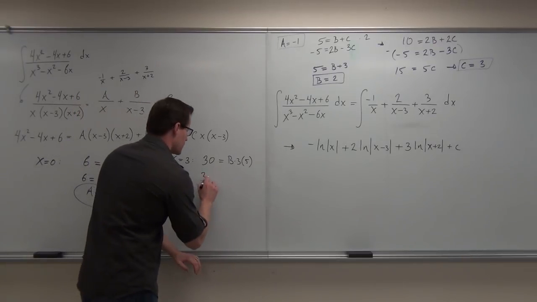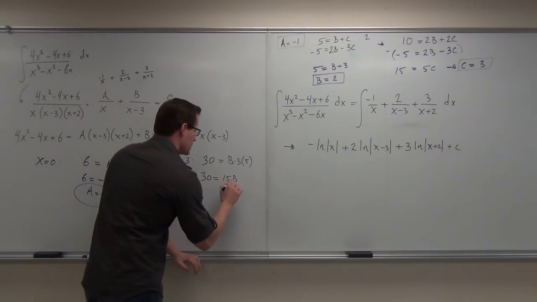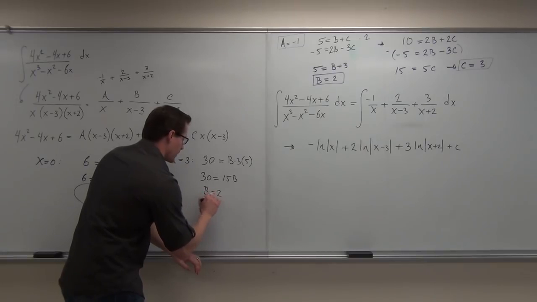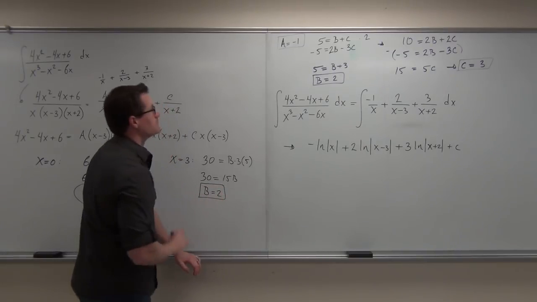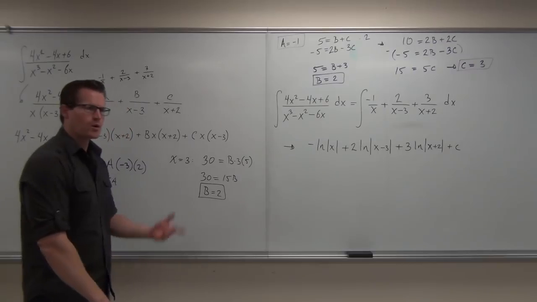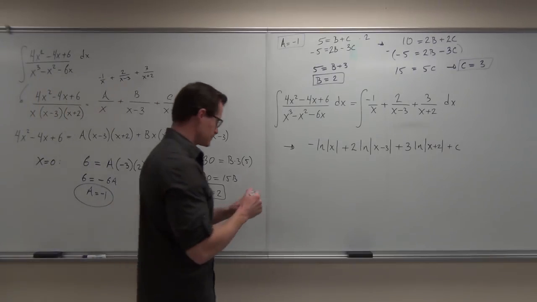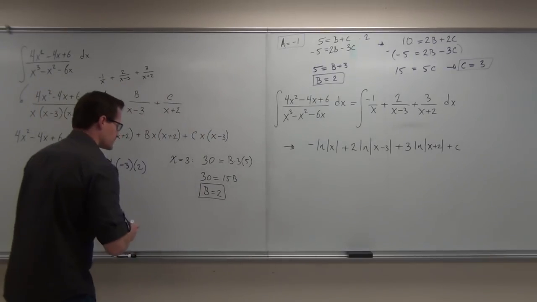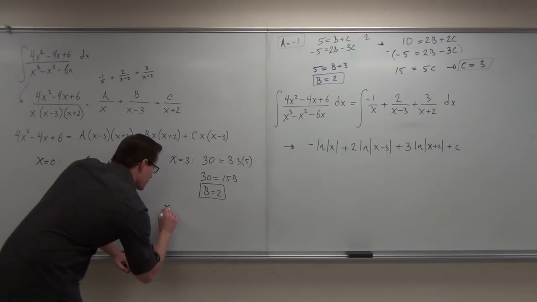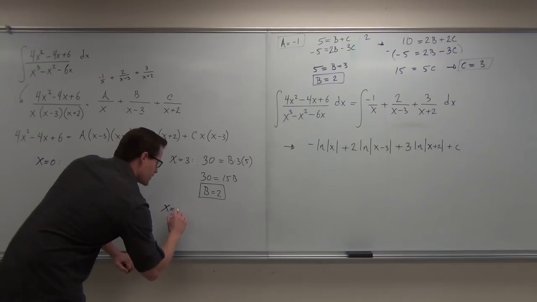Now we have 30 equals 15b. How much is b? Hey, we're 2 for 2. It's cool. Why don't you do the last one on your own? What number will you be plugging in if you do the last one on your own? Negative 2. Yeah, very good. Not 2, but negative 2.